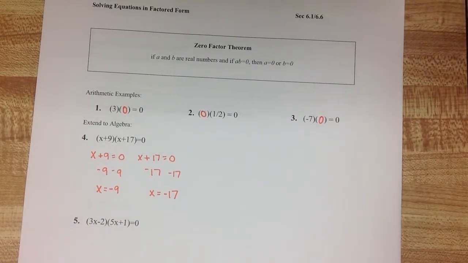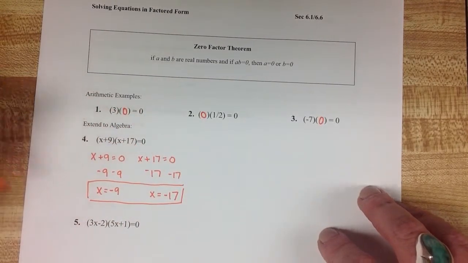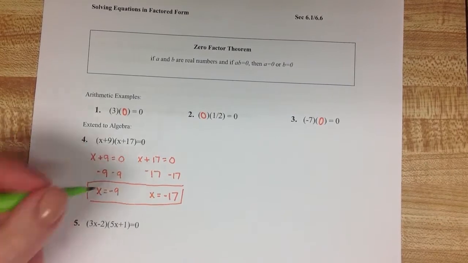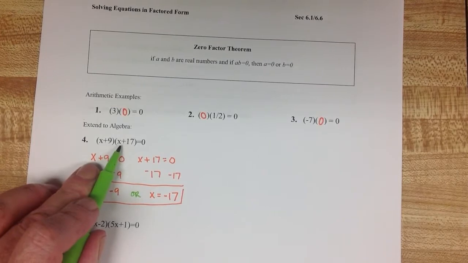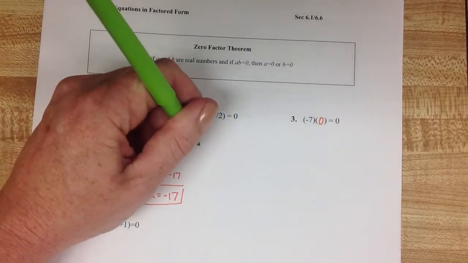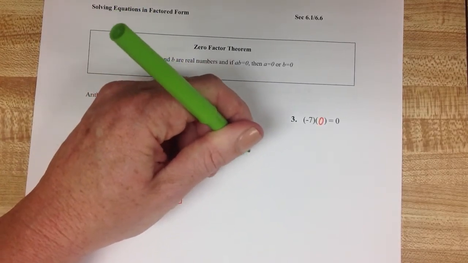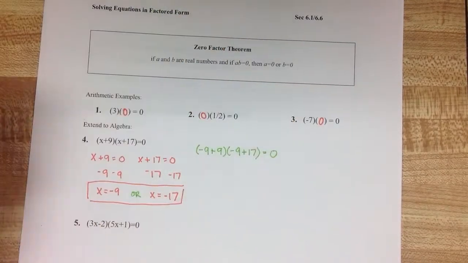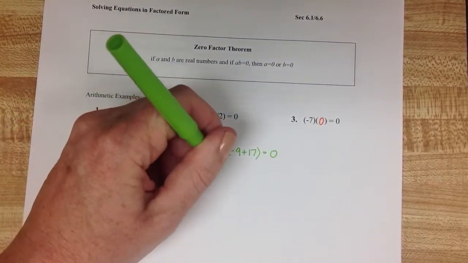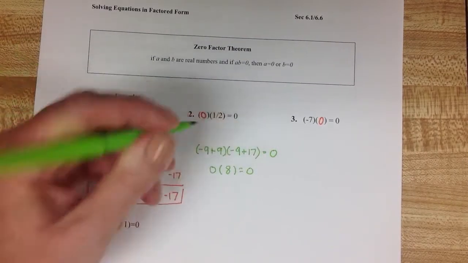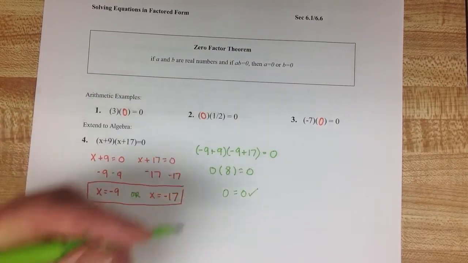Now let's check those answers to prove that they really are true. First I'm going to check x = -9 by substituting -9 for both of my x's in this equation. I'll get (-9 + 9)(-9 + 17) = 0. Well, -9 + 9 is 0, and -9 + 17 is 8. And sure enough, 0 times 8 is equal to 0.